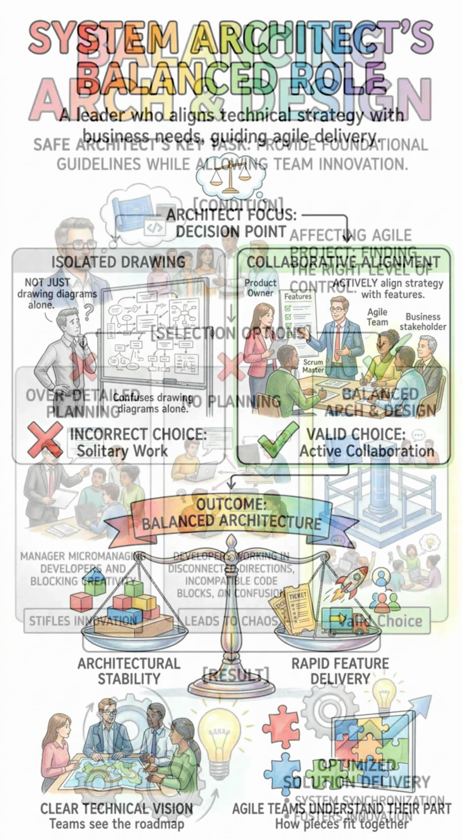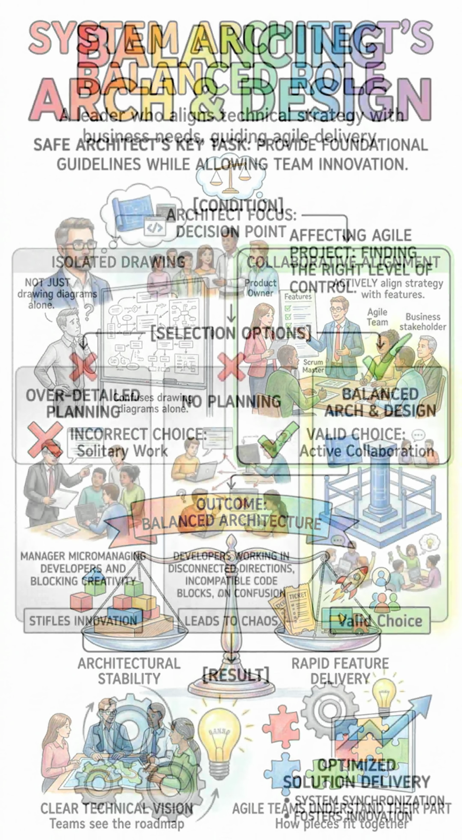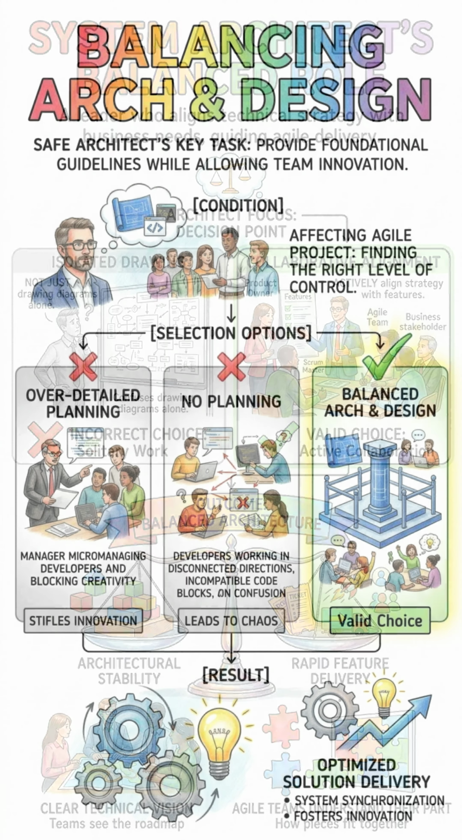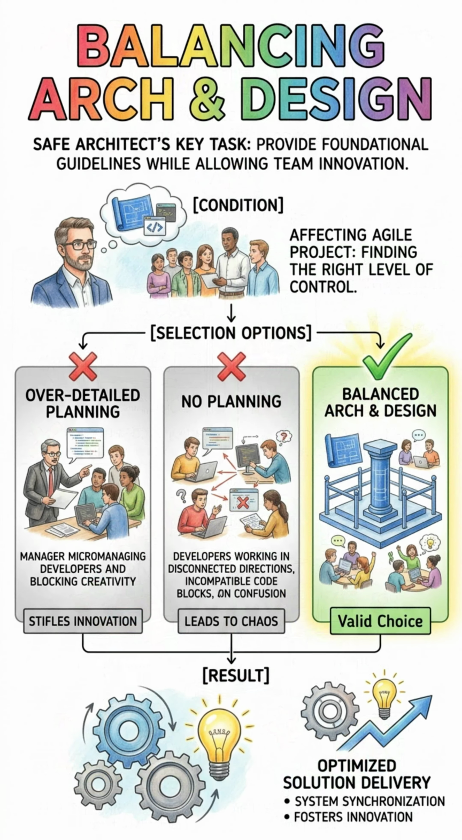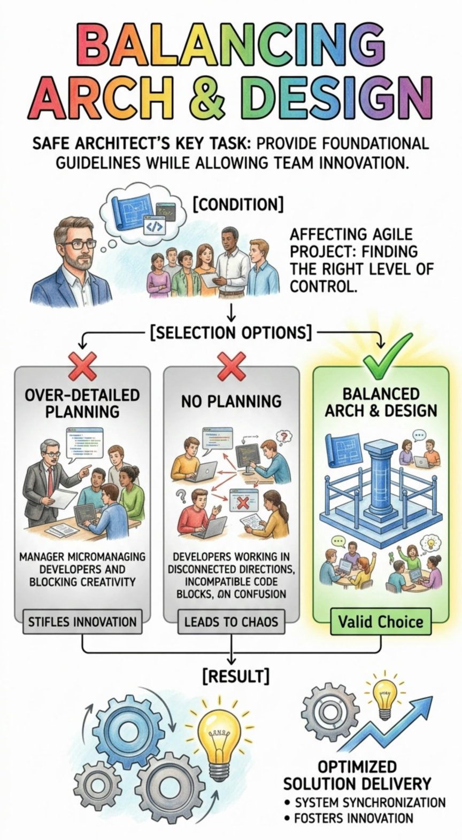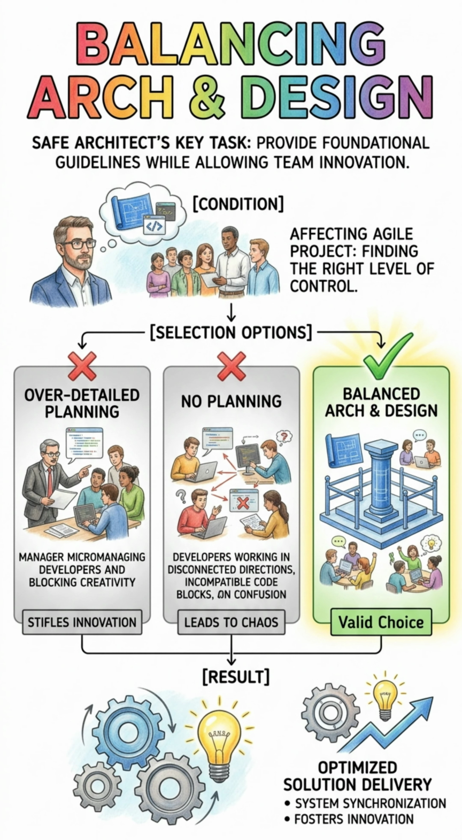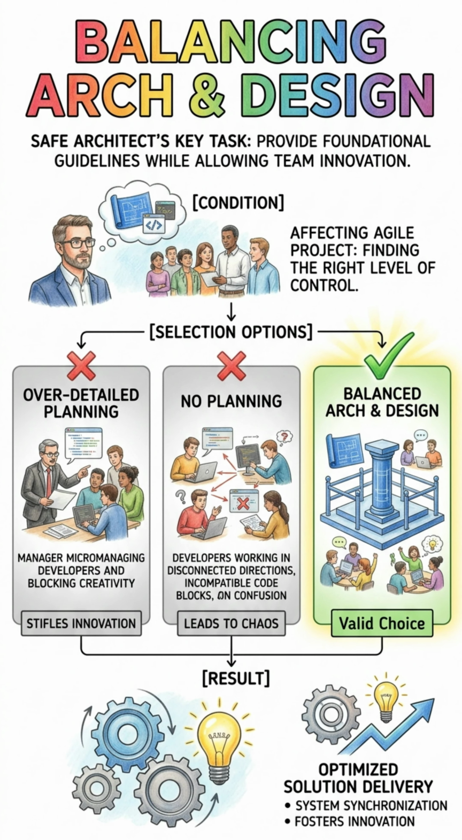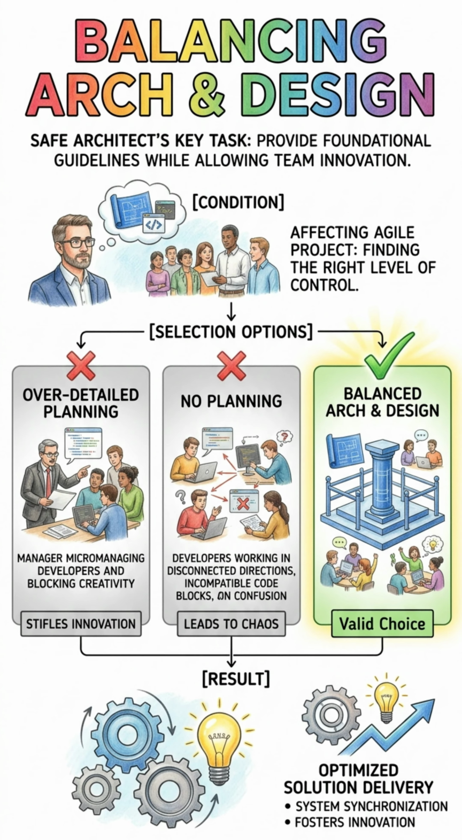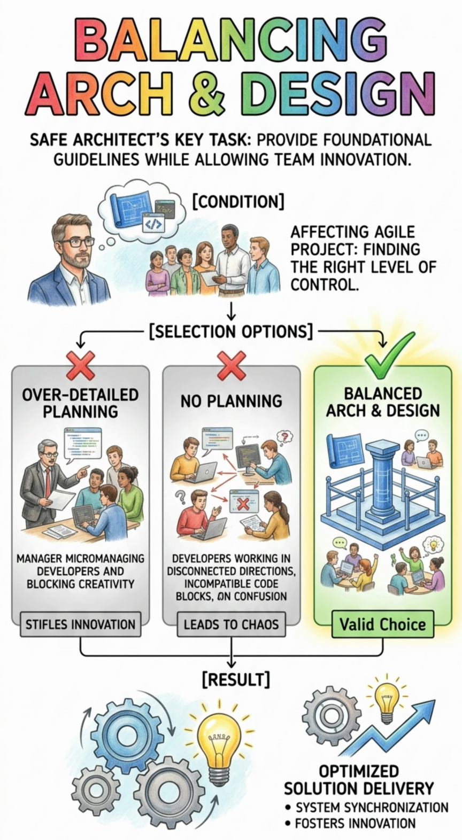One of the most important concepts for the exam is the balance between intentional architecture and emergent design. Intentional architecture refers to the planned, foundational guidelines and structural guardrails that you establish to keep the system synchronized and scalable. Emergent design is the technical discovery that happens when agile teams actually write code, test features, and solve day-to-day problems. As a SAFe architect, you must provide enough intentional architecture to prevent chaos, while leaving enough room for emergent design to foster team innovation.